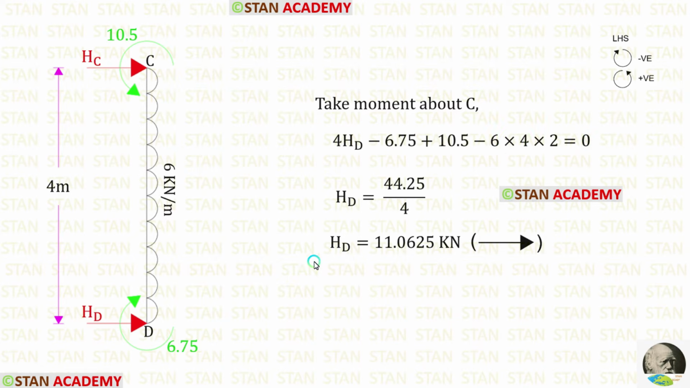After the calculation for HD, we have got a positive value. That means our assumption is correct. HD is acting towards the right side.